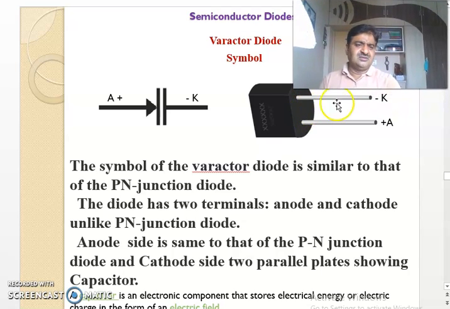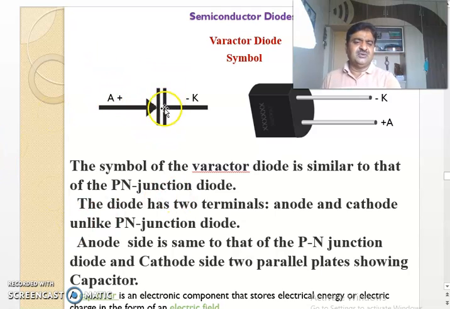Here again, cathode and anode, in this way you can easily remember. The symbol of the varactor diode is similar to that of the PN junction diode. The diode has two terminals, anode and cathode, unlike the PN junction diode. Only there is just a change in symbol. The symbol here is like this.